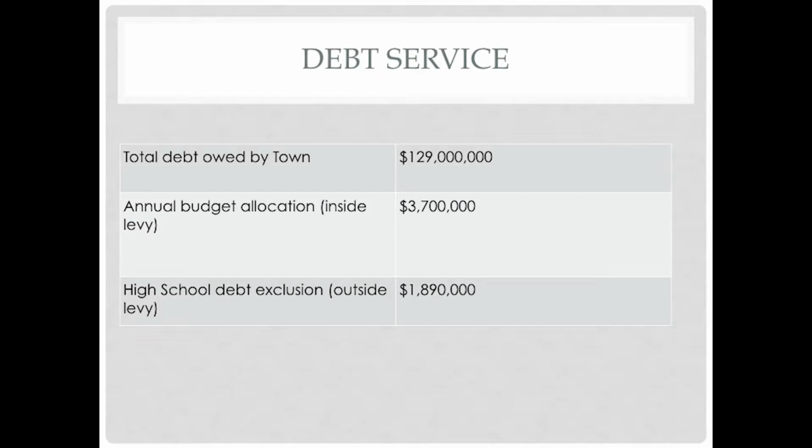And then this is about what we pay every year for the high school debt exclusion. The last year payment is about $700,000, so it's 2034, and then it drops precipitously, and then it's all done. Questions about debt service and borrowing?